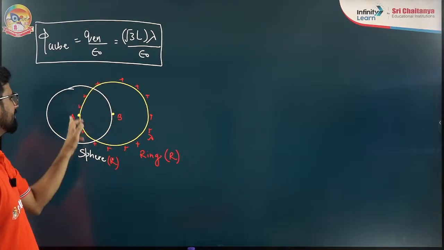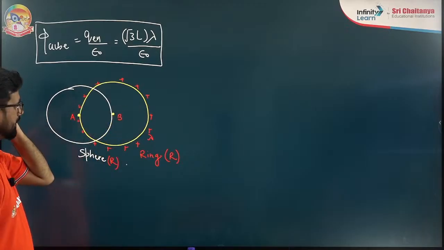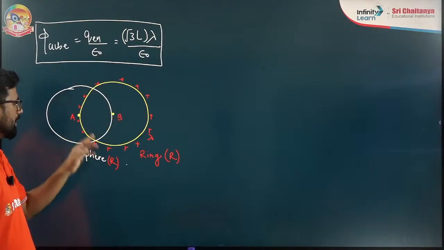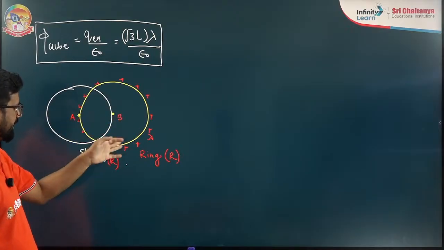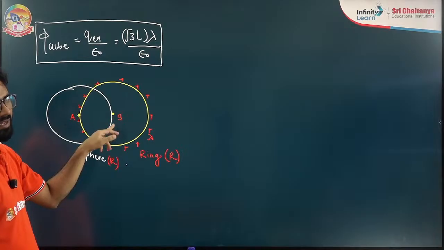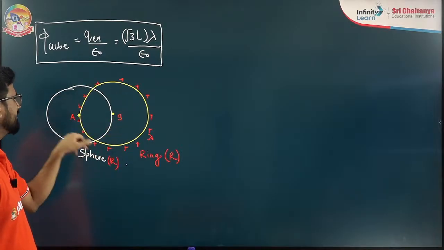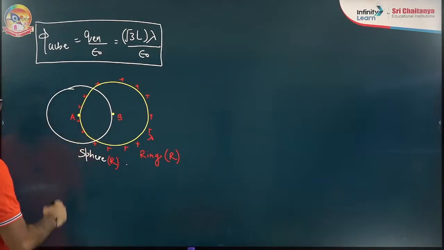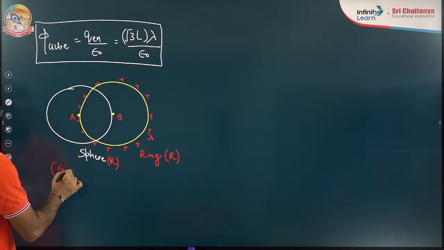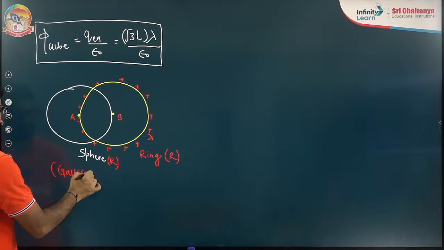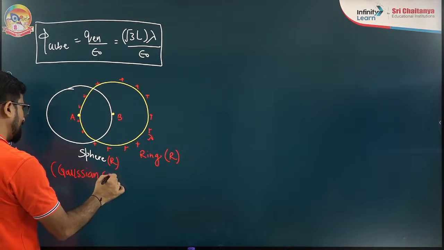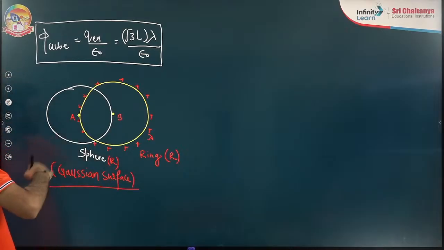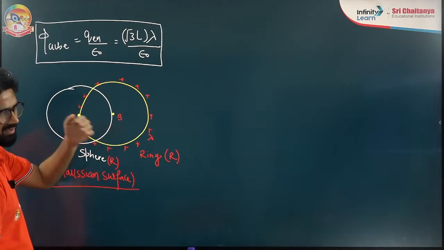By the way, this ring is passing through the center of this sphere, and the sphere is passing through B, the center of the ring. A means the center of this sphere. This sphere is nothing else but the Gaussian surface. What is the meaning of Gaussian surface? Gaussian surface means an imaginary spherical surface, so the ring can pass through it.